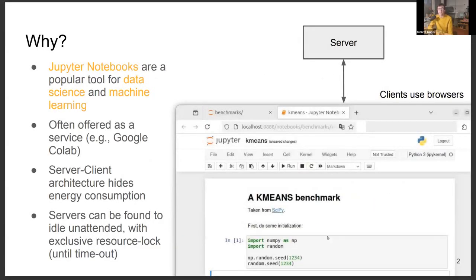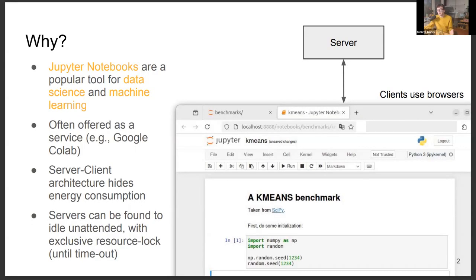Jupyter notebooks are a popular tool for data science and machine learning, two of the most power-hungry disciplines. And usually a Jupyter notebook server is running somewhere and you connect to that from your browser. You get some sort of document where you can write text and also code snippets called cells, and these run in the server. There are free services for that. For example, Google has one. And that's great because it enables everyone to tinker with data science and machine learning without requiring beefy hardware.